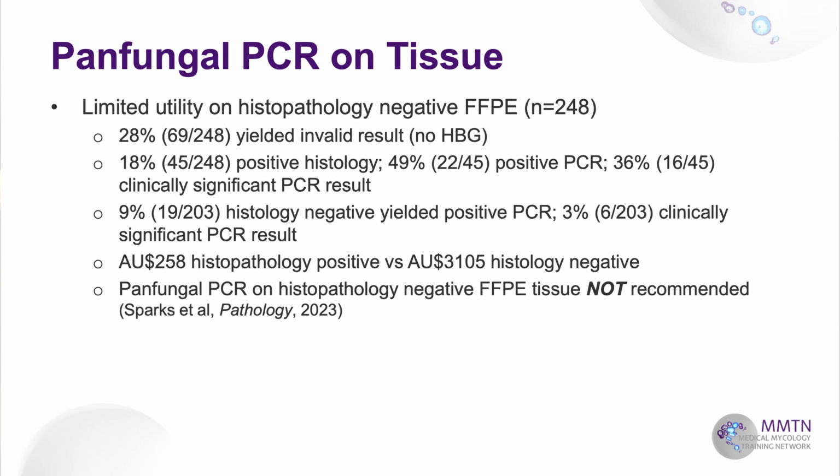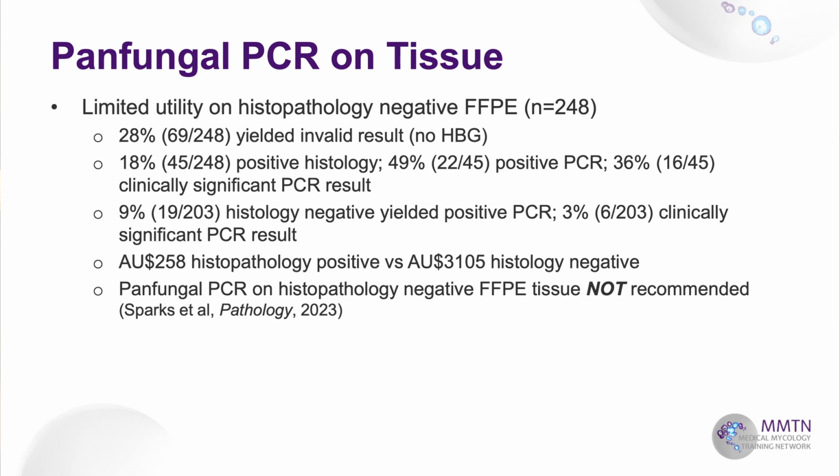So we recently reviewed the performance of our pan-fungal PCR on histopathology specimens, because we were getting a lot of specimens where histopathologists reported that they didn't see fungi, but they wanted to check that there wasn't fungus there. So we reviewed the results from nearly 250 samples. 28% of those yielded invalid results. So by invalid results, I mean that there was no human DNA detected. So we didn't know whether the sample was inhibited because of all the formalin fixing and deparaffinization, or whether there was actually not enough DNA there to begin with. So that got rid of a quarter of our samples straight away.